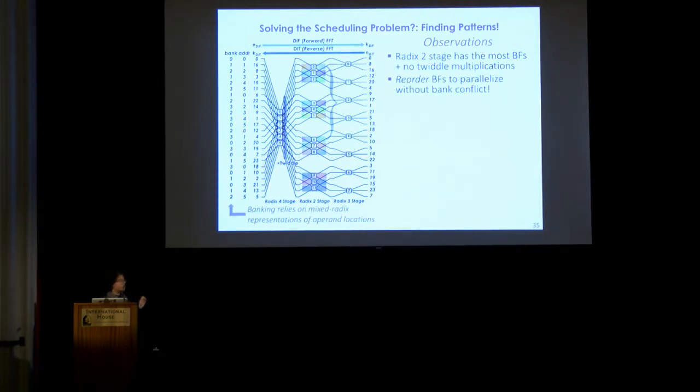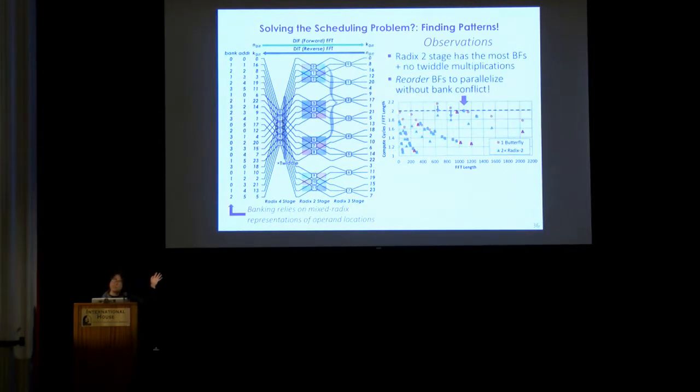So let's stare at the signal flow graph some more and take for now that banking relies on the mixed-radix representations of operand locations. A couple of observations you'll note is that radix 2's stage has the most butterflies, but they don't have any twiddle multiplications. So you can reorder the butterflies and parallelize them without incurring bank conflict. If you were to do that, this is actually what was taped out 2 years ago-ish, now 3 years ago. You'll see that I was able to reduce the number of compute cycles needed from something that was exceeding 2N in these two cases to below 2N, and you can similarly reduce for some of the other FFTs.